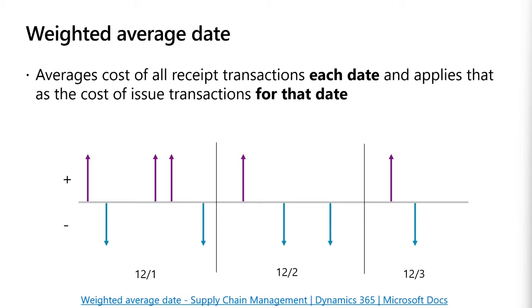This means that all issue transactions on the same date will be assigned the same final cost price, but the price will vary day to day over the period when we use weighted average date.